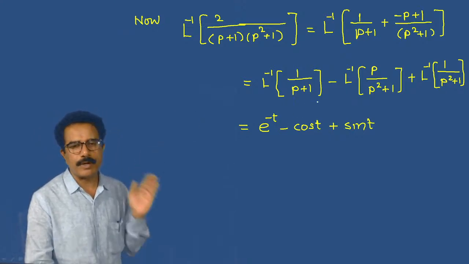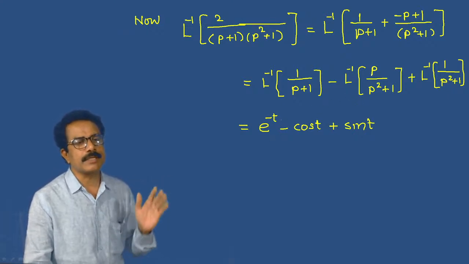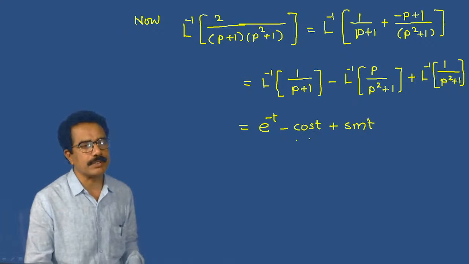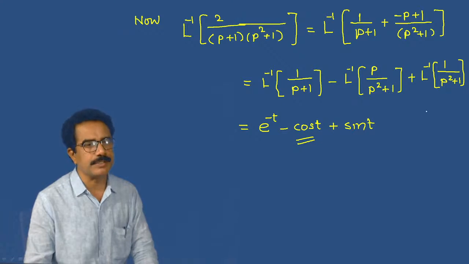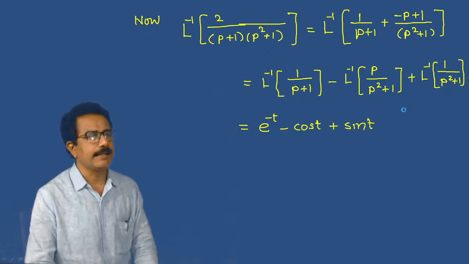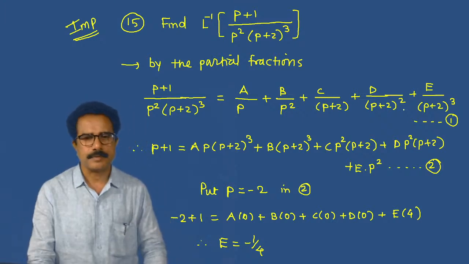So L inverse of 1 upon P plus 1 is equal to e raised to minus t. L inverse of P divided by P square plus 1 is equal to cos t, and L inverse of 1 divided by P square plus 1 is equal to sin t. Okay, in this way we can obtain the solution of the function.